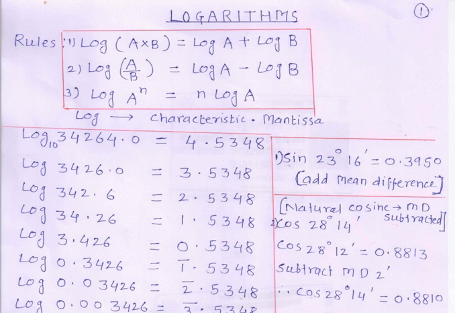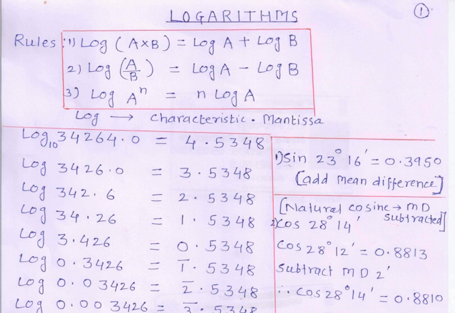If the calculations are complicated, if a complicated multiplication is there, this complicated multiplication converts into addition. If a complicated division is there, it converts into subtraction. So what is the rule? First rule: log of A into B converts into addition, that is log A plus log B. So instead of multiplying, we are adding the two quantities.